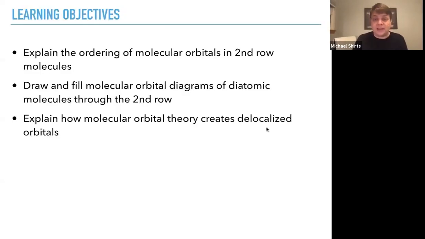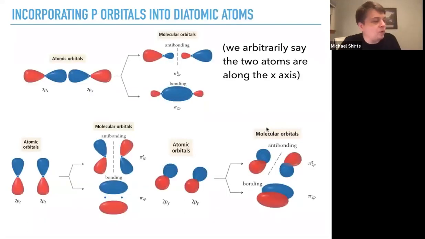So let's go over the objectives for this lecture. We are going to be looking at explaining the ordering of molecular orbitals in second row molecules. We're not really going to go beyond that. Molecular orbital theory starts to get more complicated than we can really handle in this intro class. We'll draw and fill molecular orbital diagrams of diatomic molecules through the second row and explain how molecular orbital theory creates delocalized orbitals. We won't be very quantitative when we get to these, but we'll show sort of what we mean by delocalized orbitals.